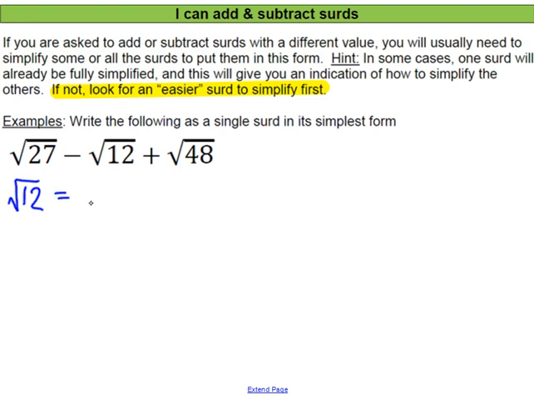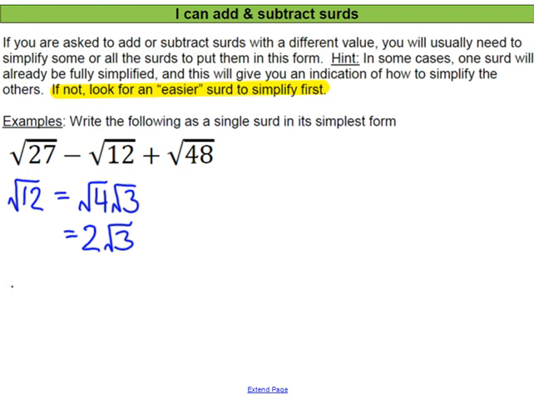Are there any square numbers which divide into 12? Well, I have 1 and 12, neither of those are square. I have 2 and 6, neither of those are square. And I have 4 and 3. So that's root 4 by root 3. So root 12 is equal to 2 root 3.